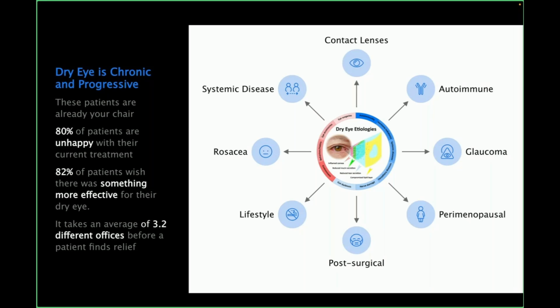Let's talk about how we've done so far or in the past using traditional drugs and drops with treating dry eye. Some of the statistics out there are 80% of patients are unhappy with their current treatment, do not feel like it's working. 82% of patients wish there was something more effective that was available for their dry eye. And I think the most important one here is it takes an average of 3.2 different offices. This is not office visits at the same practice. This is a patient jumping from office to office 3.2 times before they find relief for their dry eye.